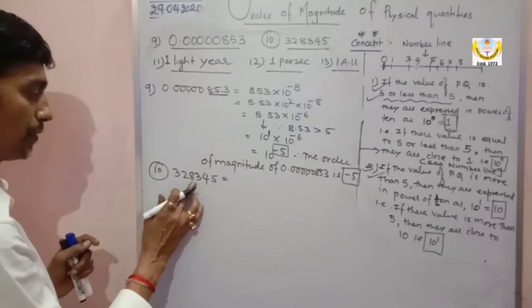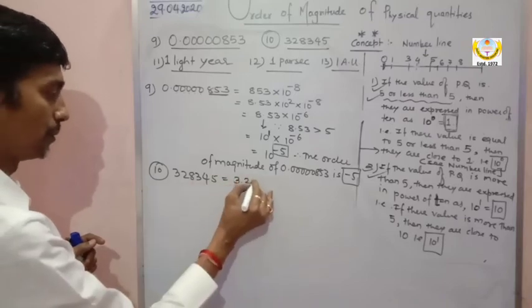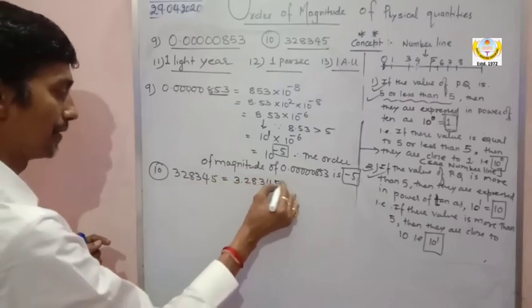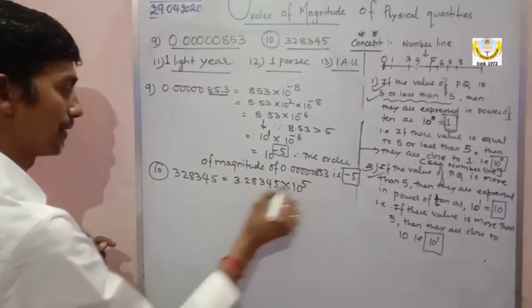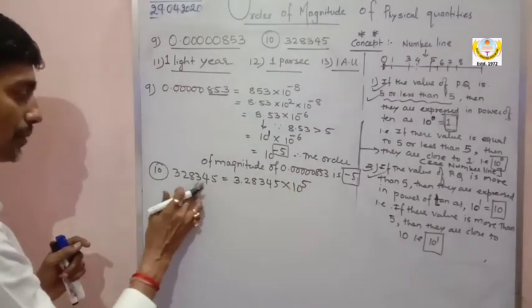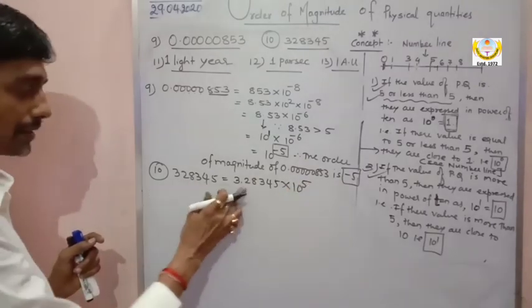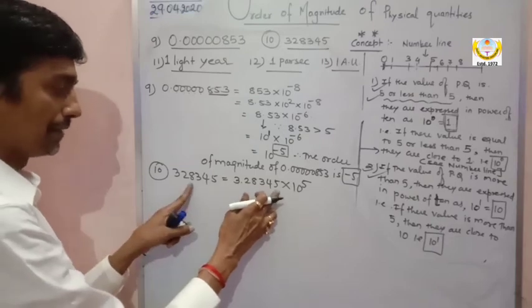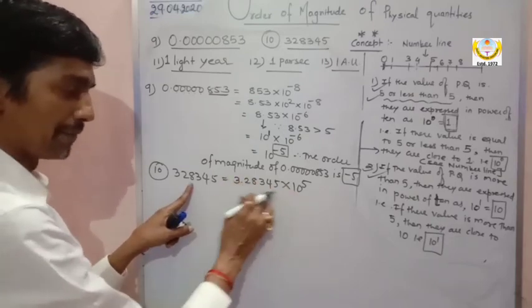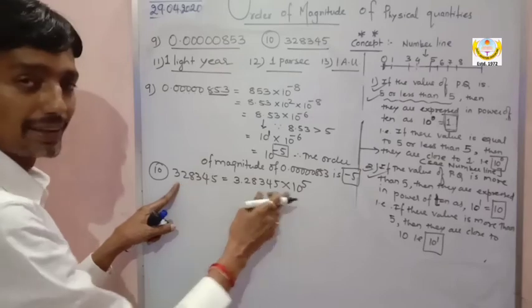1, 2, 3, 4, 5. This is 3.28345 into 10 to the power 5. I converted it into one digit. So it is 3.28345 into 10 power 5. I converted it in one digit, but still my question is the same.